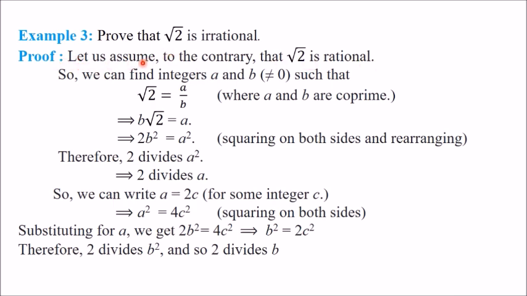We first assume that root 2 is rational. So root 2 can be written as a by b, where a and b are co-prime. Ultimately, by squaring, we get 2 b square is equal to a square. Therefore 2 divides a square, and 2 divides a as well by the theorem. So we can write a equal to 2c for some integer c, which implies a square is equal to 4c square, squaring on both sides. Substituting for a, we get 2 b square is equal to 4c square, which implies b square is equal to 2 c square. Therefore 2 divides b square, and so 2 divides b.